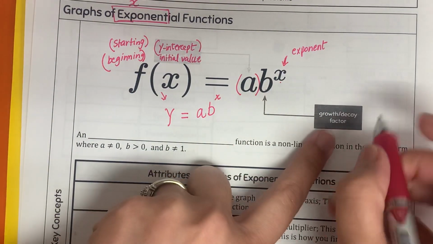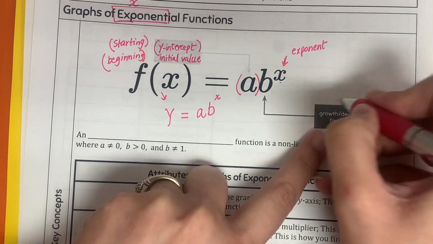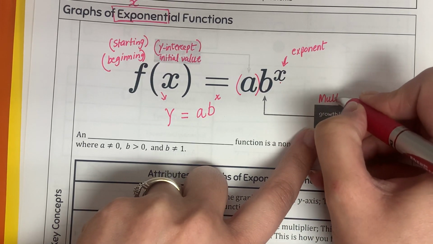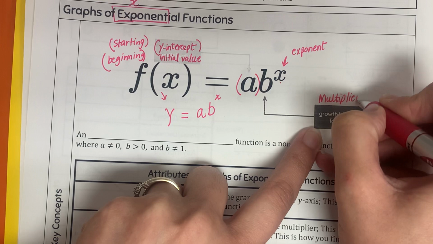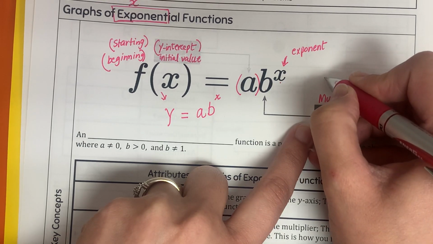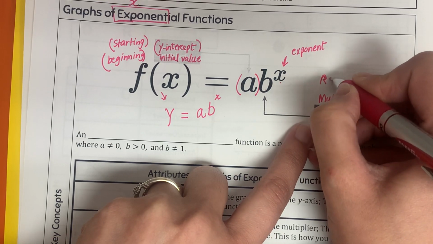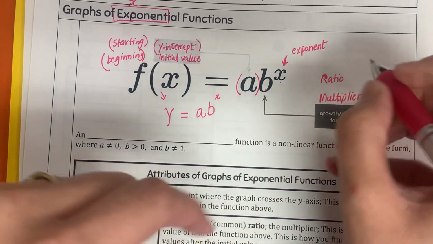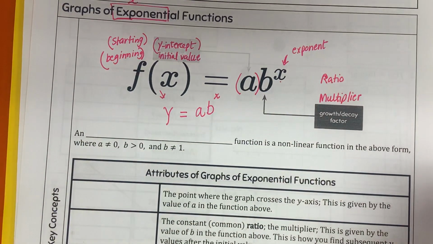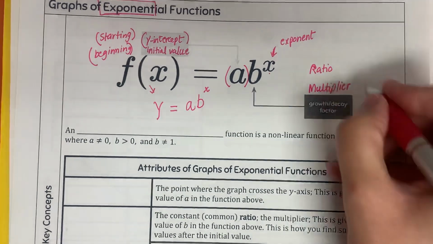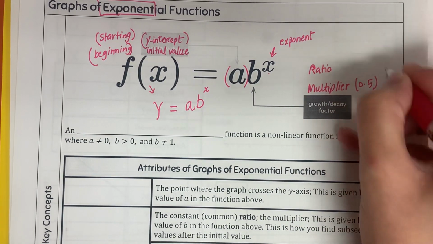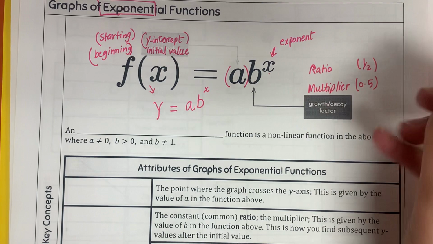b is the growth or decay factor. This is also a multiplier. This is also known as the ratio, because that multiplier can also be written as a fraction, like 0.5 is also 1/2.